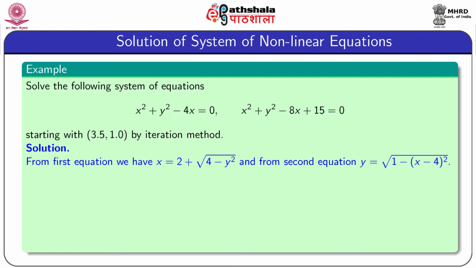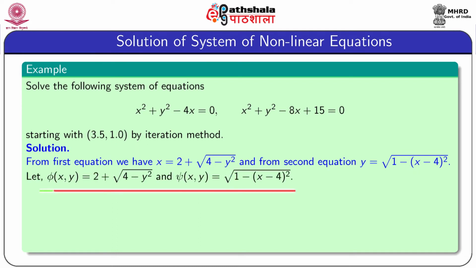The first equation can be written as x equal to 2 plus square root of 4 minus y square, and the second equation can be written as y equal to square root of 1 minus (x minus 4) power 2. So, for this case the function phi(x, y) equal to 2 plus root over 4 minus y square and psi(x, y) equal to root over 1 minus (x minus 4) whole square. These are the functions to be used in the iteration scheme.